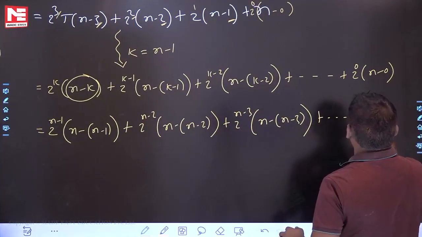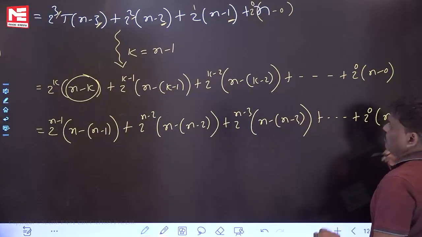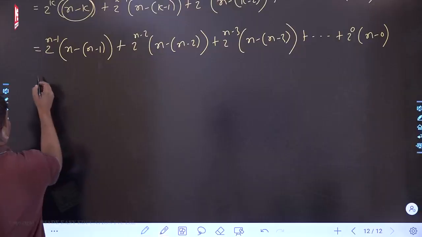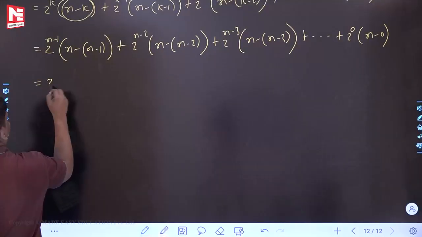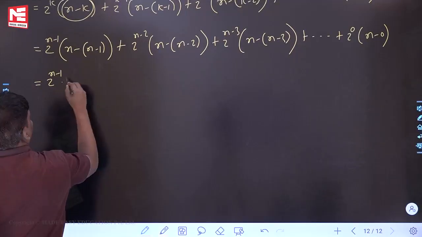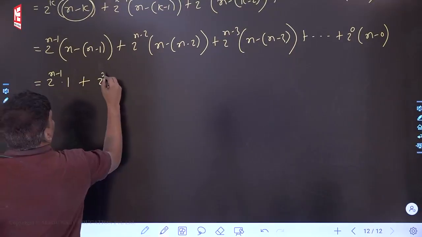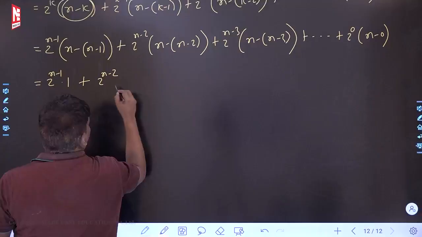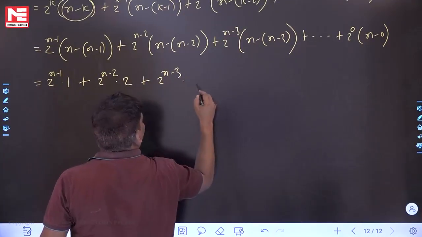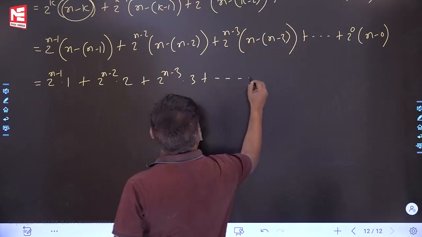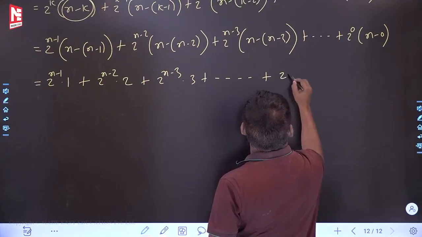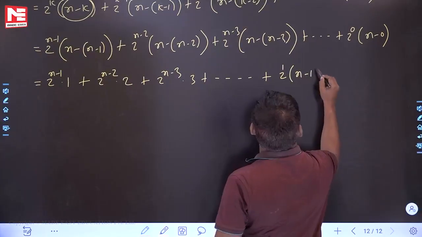What is the last one? 2 power 0, n minus 0. Right, let's simplify this. If you simplify 2 power n minus 1 into n cancel, what is the answer? 1. 2 power n minus 2, n cancel, what is the answer? 2. 2 power n minus 3, n cancel 3, and so on. What are the last few things? Let me write here. What is the answer? 2 power 1, n minus 1.